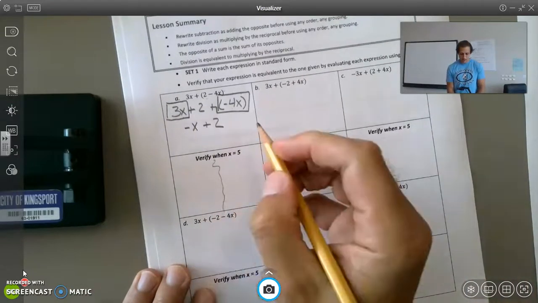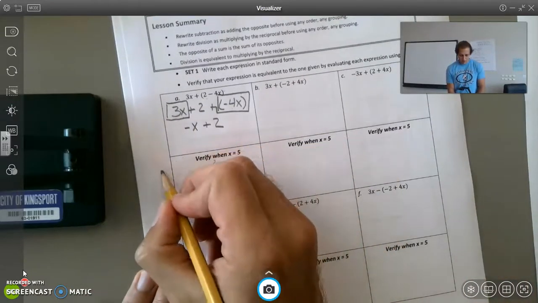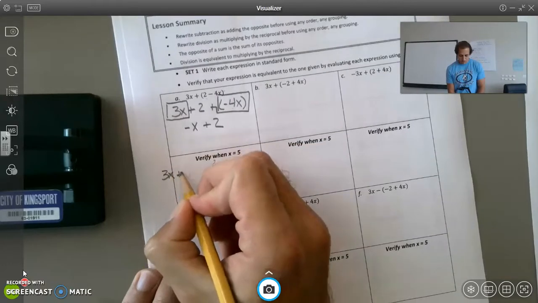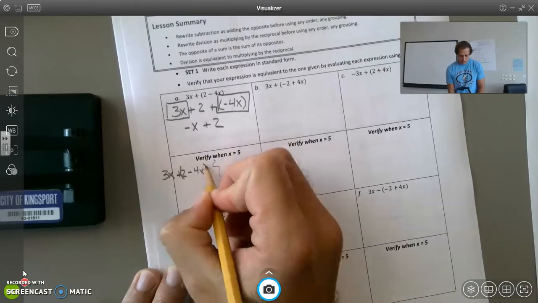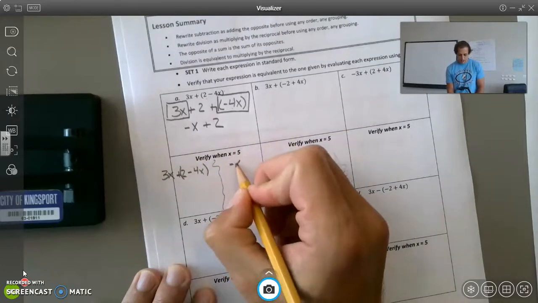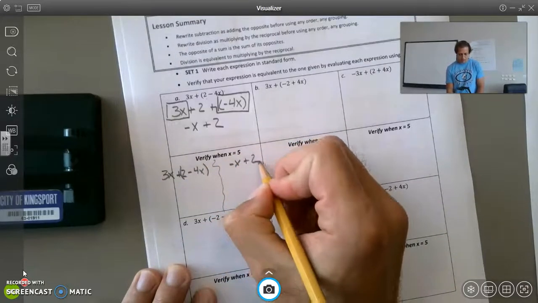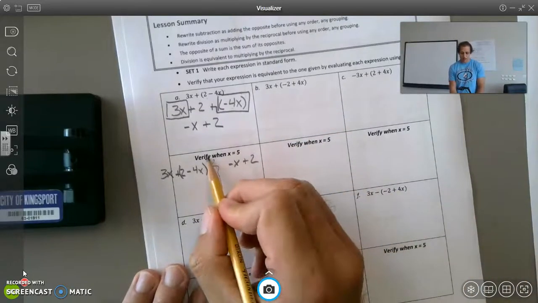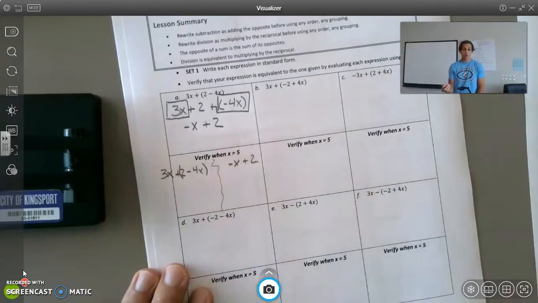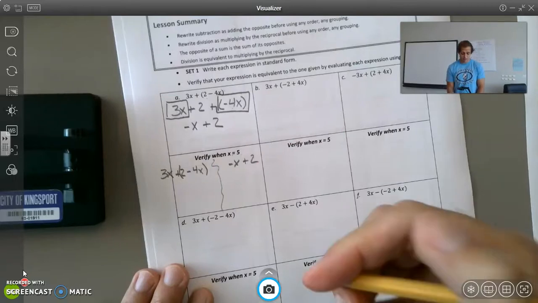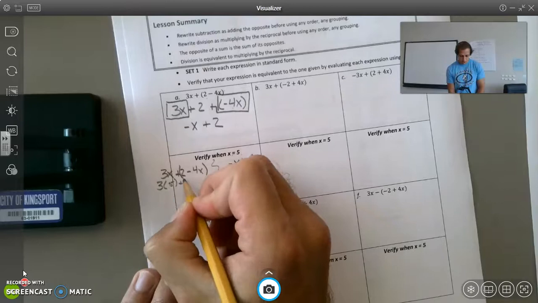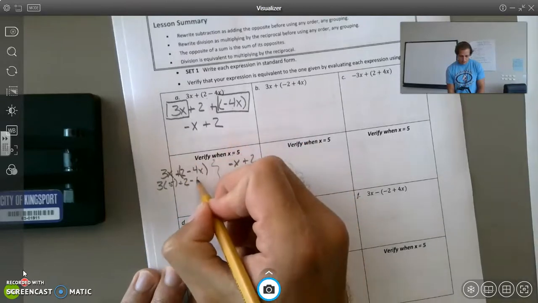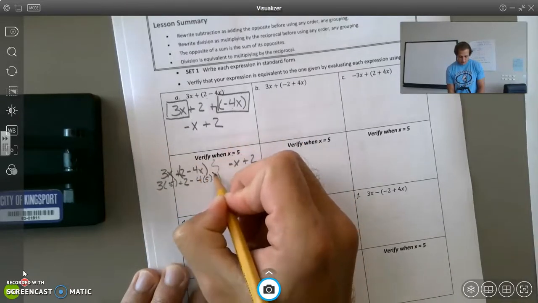I'm going to kind of draw a line down the middle. I'm going to start with my original expression of 3x plus 2 minus 4x. That was my original expression. And then my simplified expression was negative x plus 2. And I'm going to verify when x is equal to 5. That means I'm going to substitute 5 for x. 3 times 5 plus 2 minus 4 times 5. And this is in parentheses.